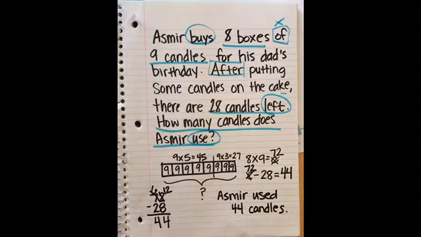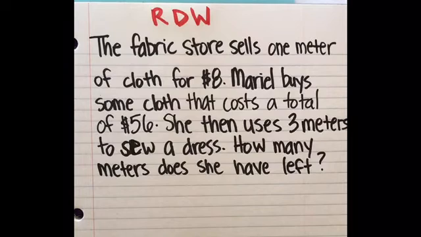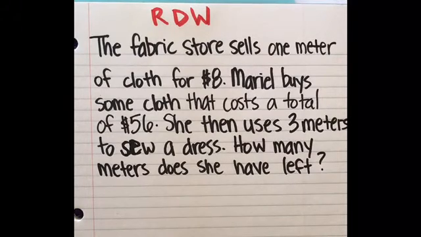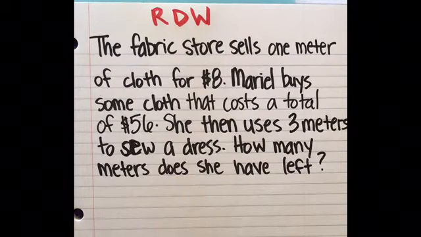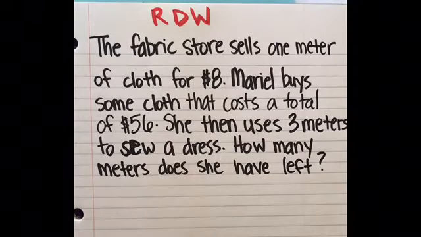Really nice job, you guys. Let's try another problem. Our next problem using the RDW strategy is that the fabric store sells 1 meter of cloth for $8. Marielle buys some cloth that costs a total of $56. She then uses 3 meters to sew a dress. How many meters does she have left?